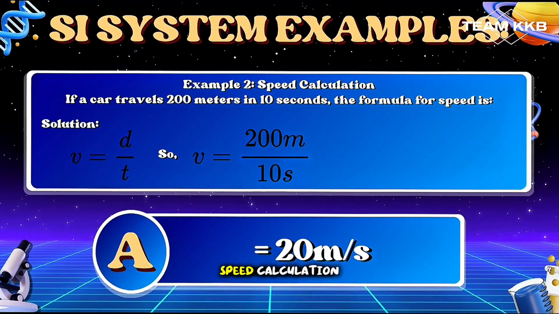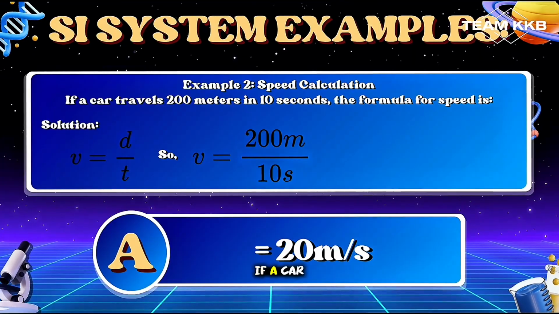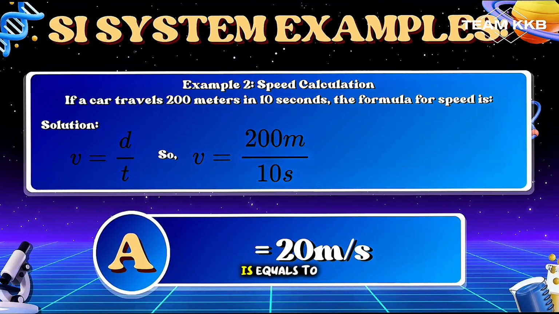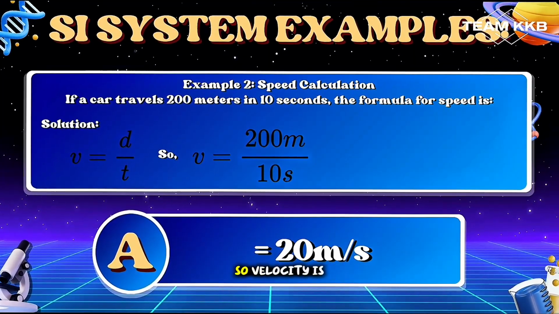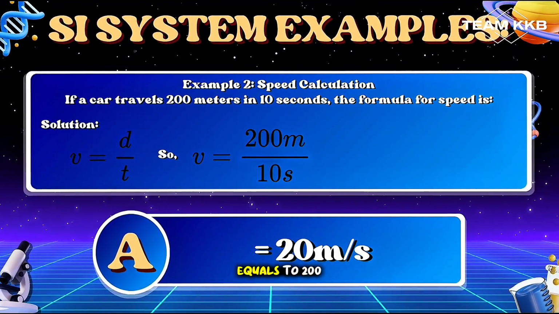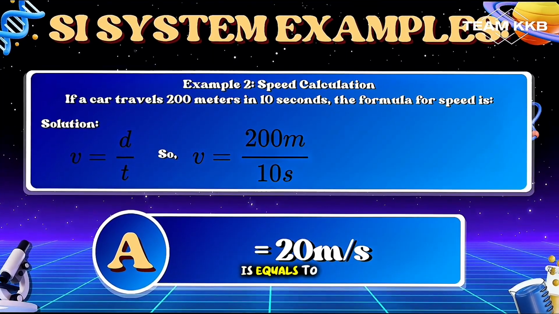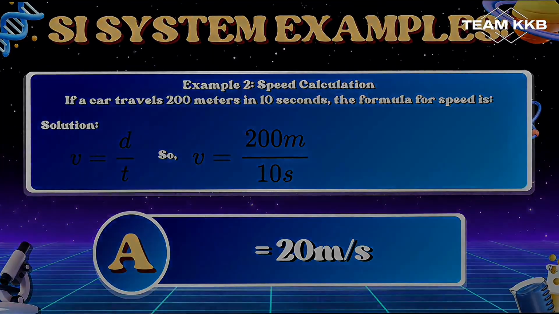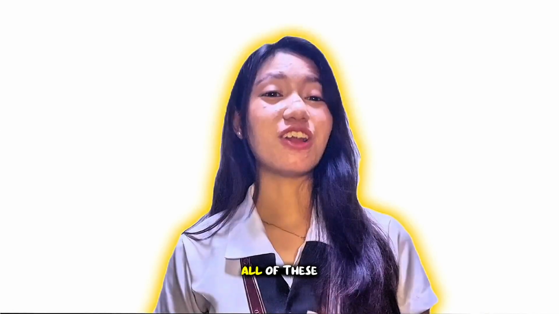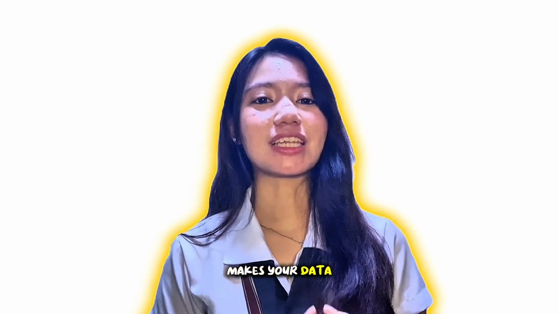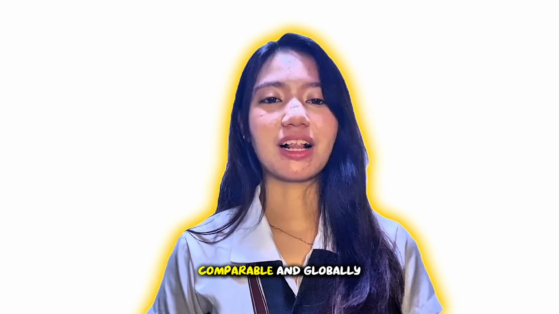Another example is speed calculation. If a car travels 200 meters in 10 seconds, the formula for speed is velocity is equal to distance over time. So, velocity is equal to 200 meters divided by 10 seconds is equal to 20 meters per second. All of these values use SI units, which makes your data clear, comparable, and globally understood.